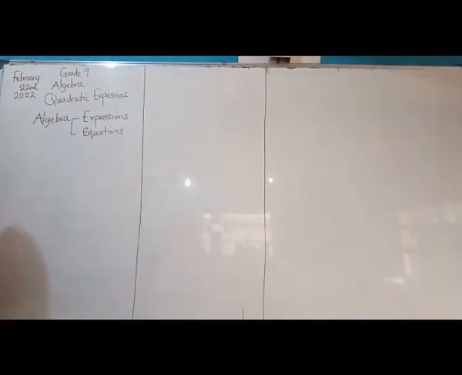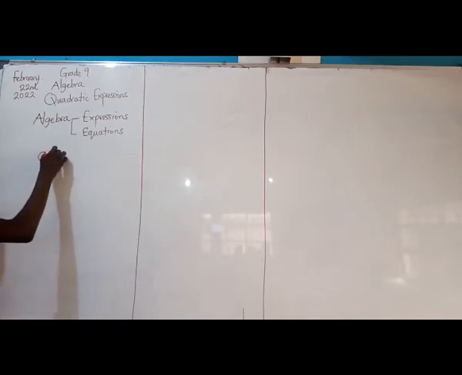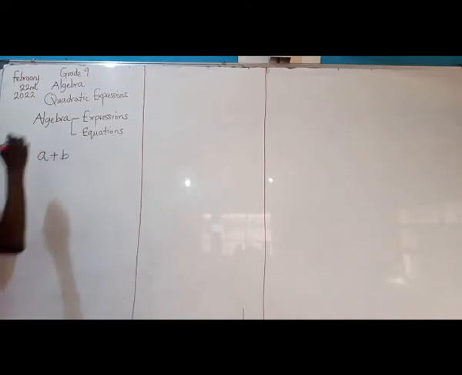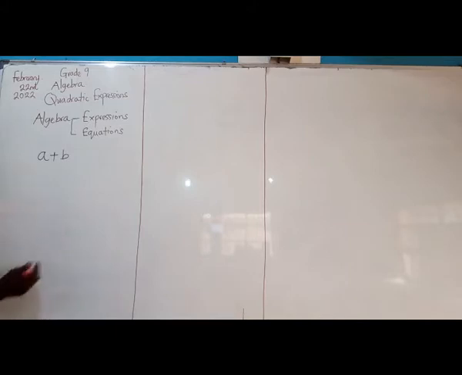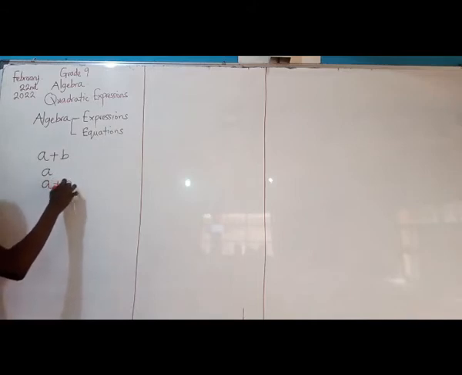An expression is a simple mathematical statement. For instance, I can say A plus B. That's an expression. I can say A. That's an expression. Or I could say A plus 2. All these are expressions. They are one-sided in nature.